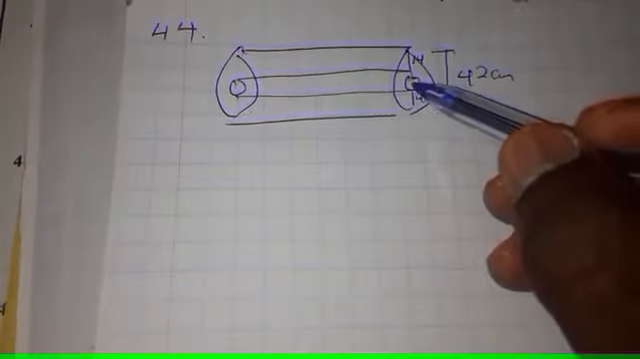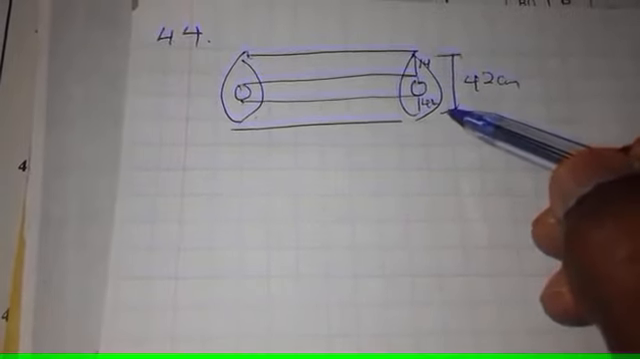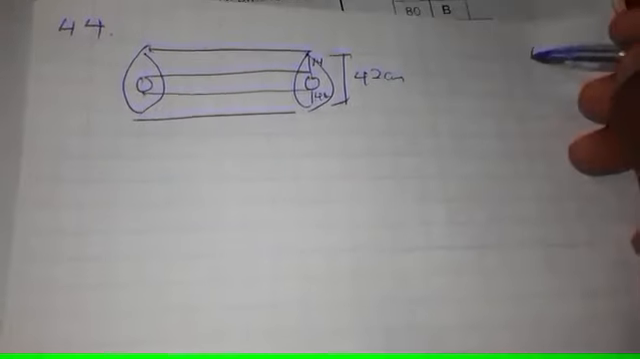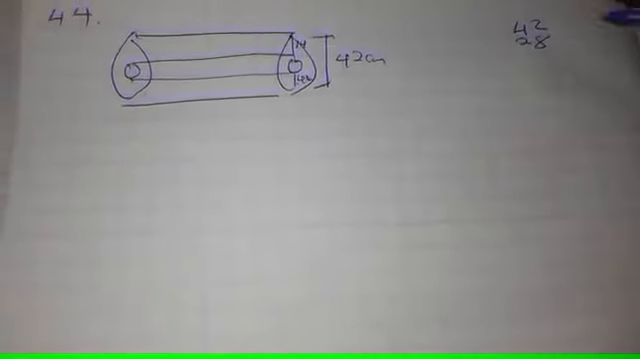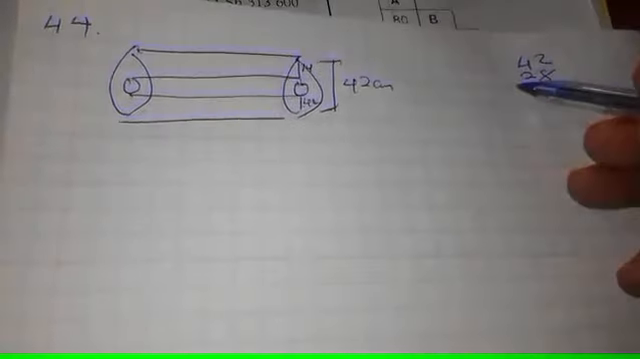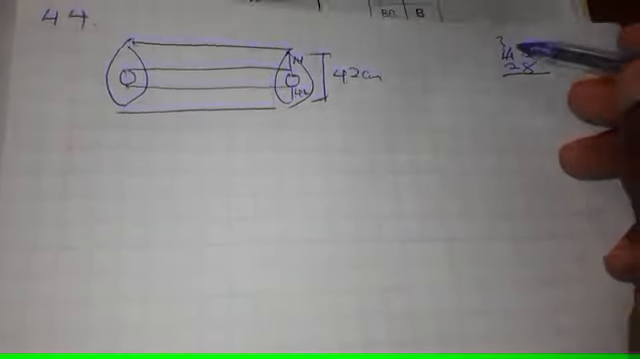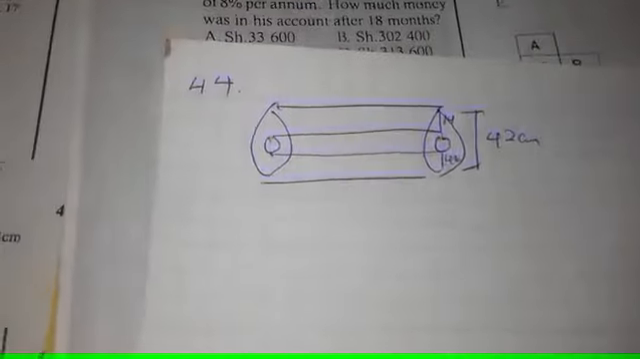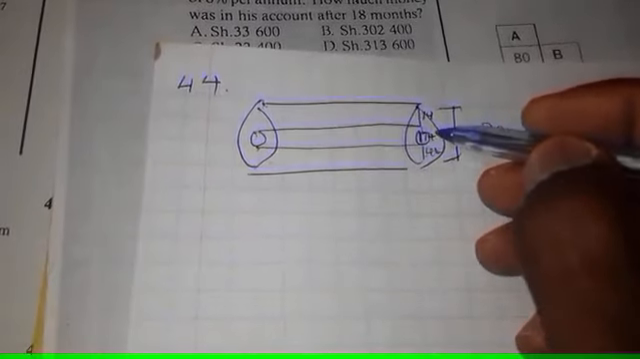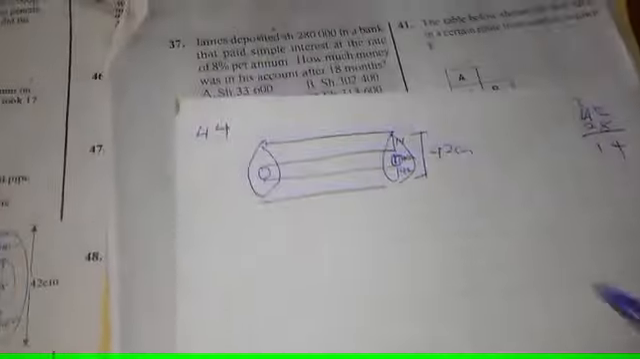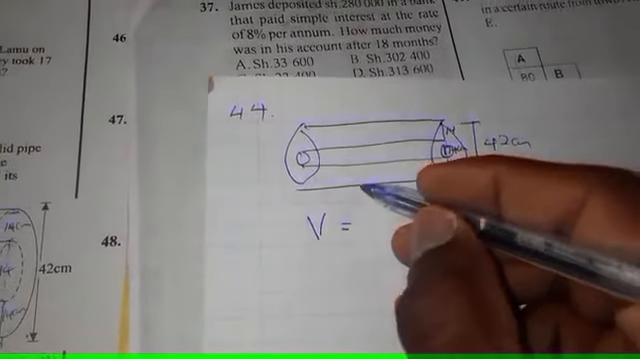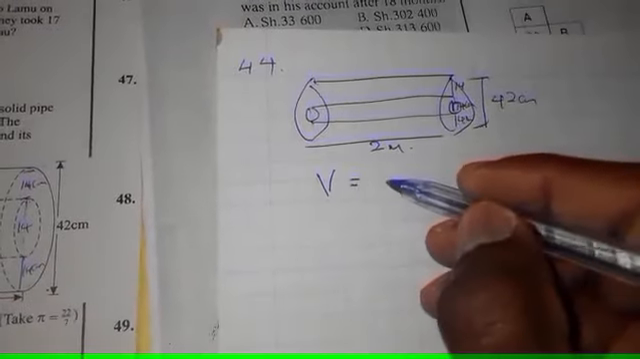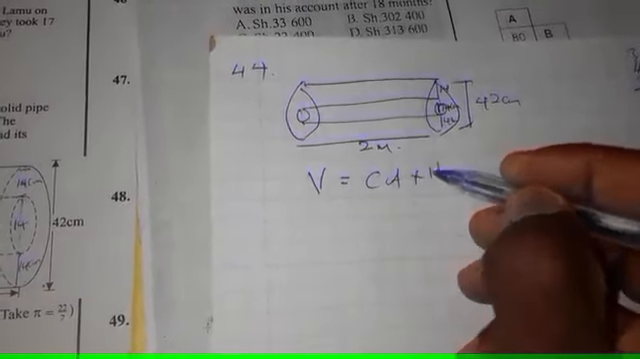So to get the internal diameter, we will take the external diameter minus 28, which is 42 minus 28. That's 14, which means the internal diameter is 14 centimeters. So straight away, volume, this is 2 meters. So volume is equal to cross-sectional area multiplied by the height.